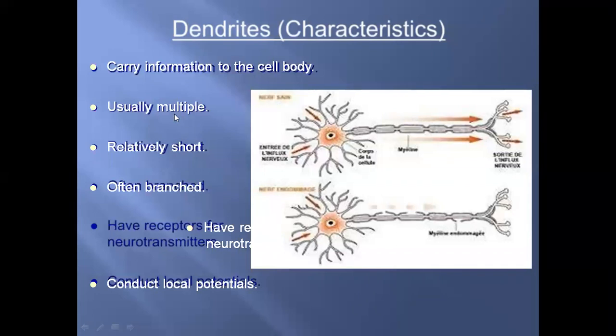Usually the axon is single, but dendrites are multiple and relatively short, while the axon is relatively long. Dendrites are often branched, and they have receptors for neurotransmitters, and they also conduct local potentials.